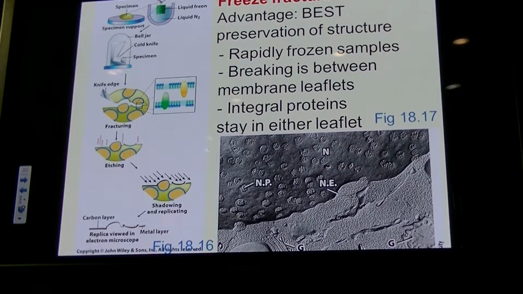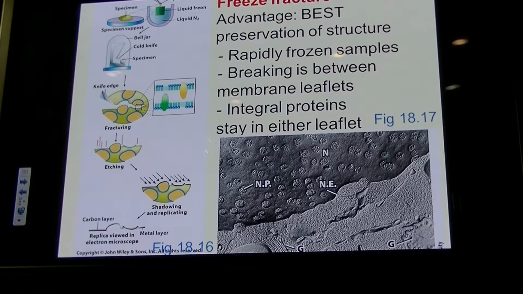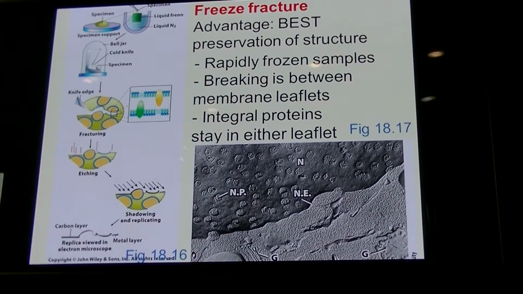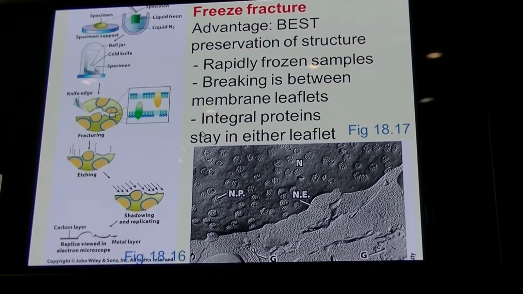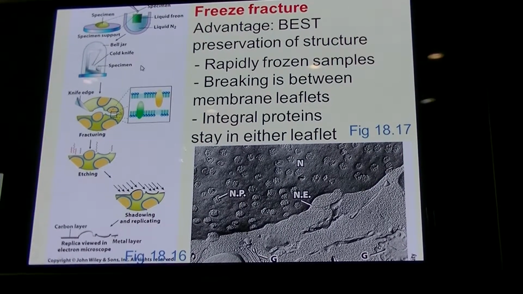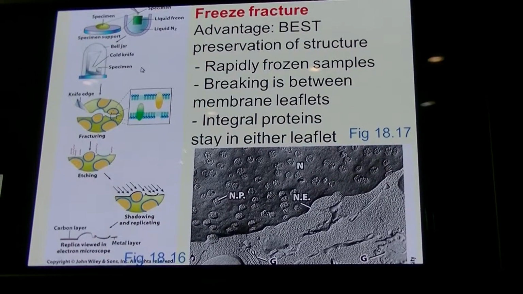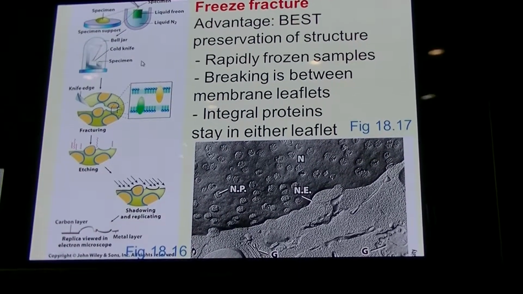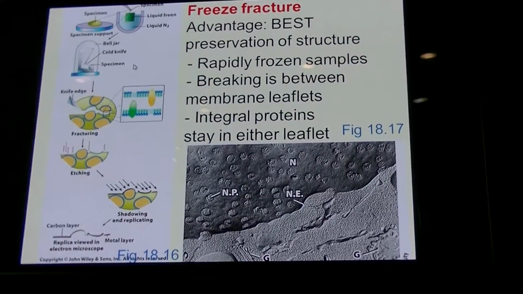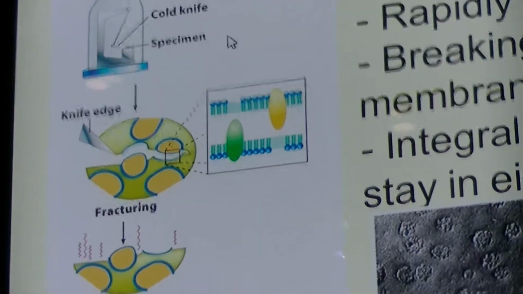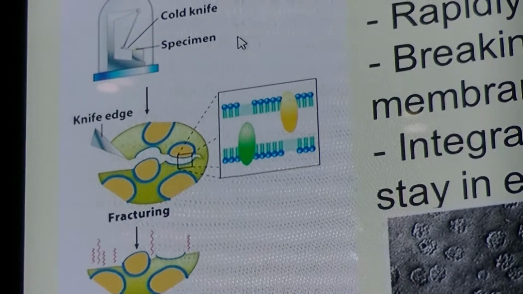So a better fixation is if you can really rapidly freeze and do nothing else to the sample. And that's what we do with freeze fracture. Here you very rapidly freeze a very small biological sample, because that freezes rapidly. And then you take a very tiny hammer or knife and you hit it so that it breaks.